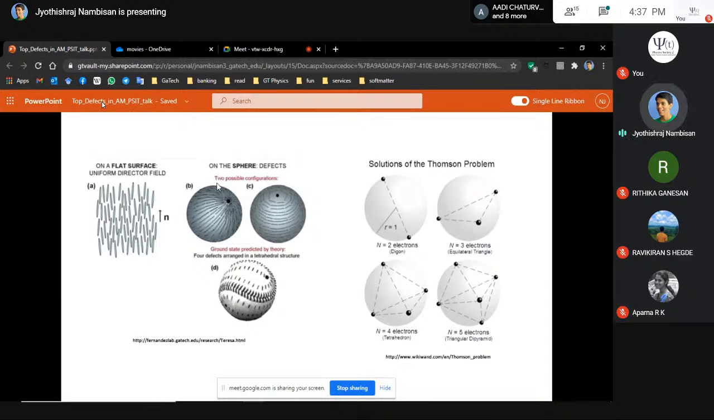So that is how, even though there is no requirement for defects to be present in the ground state of a system, topology can force them to be present. So there is no defect-free state if you impose these topological constraints on a system.